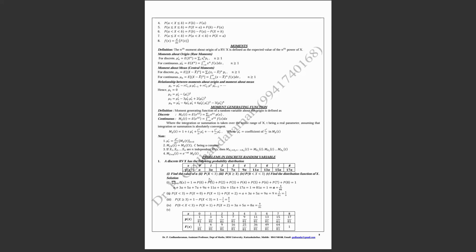After the properties, we went directly to the problem. Here this is the problem for the discrete random variable. So in this discrete random variable, we got all the above 5 submissions, 5 answers.